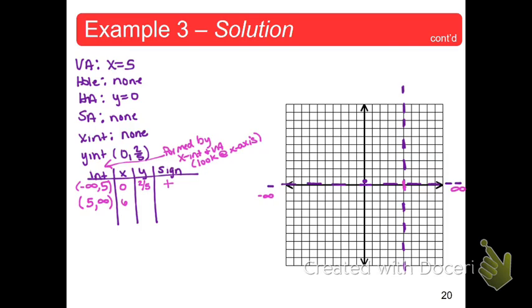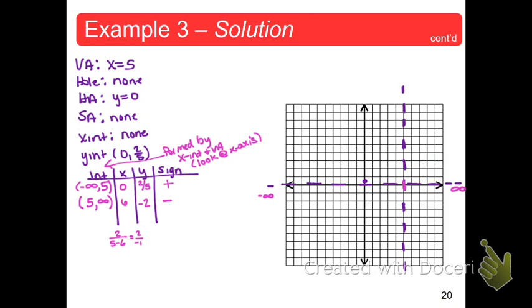So let's go ahead and do the next one. Plug in that 6. And so we get, I'm going to show my work here. So I get 2 over 5 minus 6. So 2 over negative 1, which is negative 2. And so that's negative.